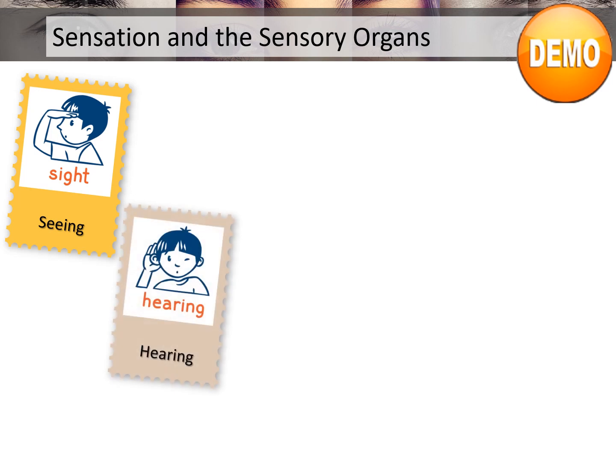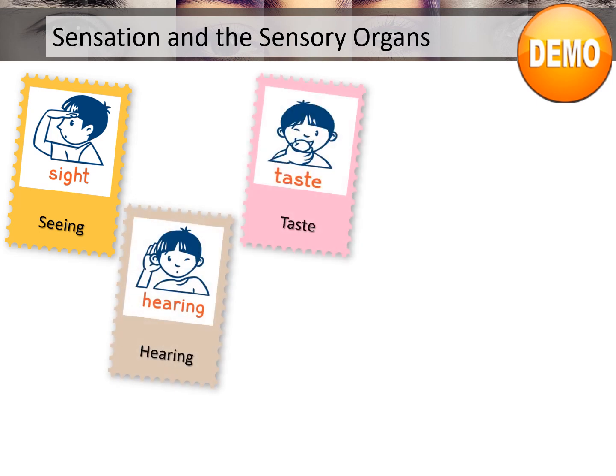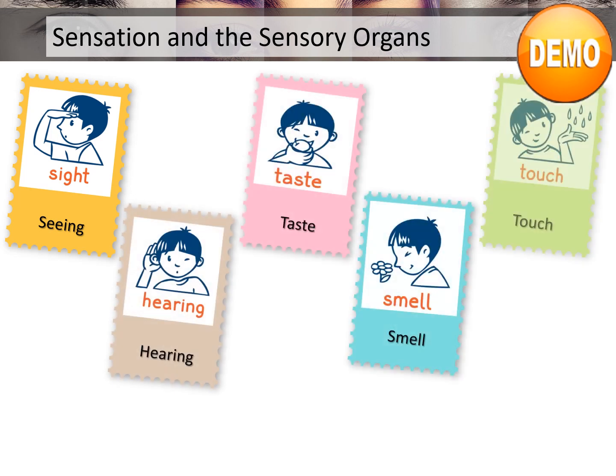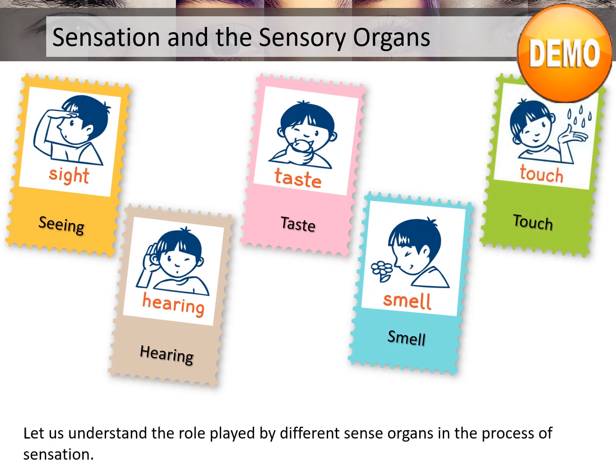The five senses: seeing, hearing, taste, smell, and touch. Let us understand the role played by different sense organs in the process of sensation.